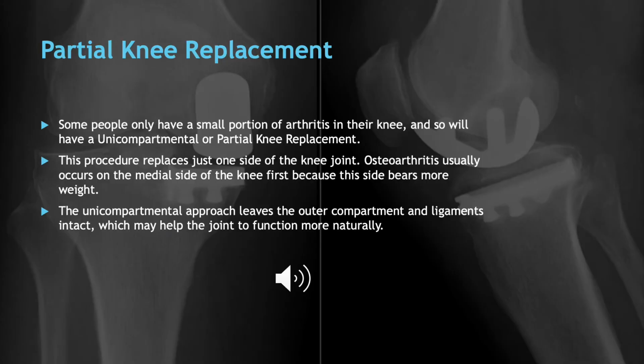Sometimes people opt to have a partial knee replacement instead of a total knee replacement. Some people have a small portion of arthritis in their knee, and so will only need to have a unicompartmental or a partial knee replacement. This procedure replaces just one side of the knee joint. Osteoarthritis usually occurs on the medial side of the knee first because this side bears more weight. The unicompartmental approach leaves the outer compartment and ligaments intact, which may help the joint to function more naturally.